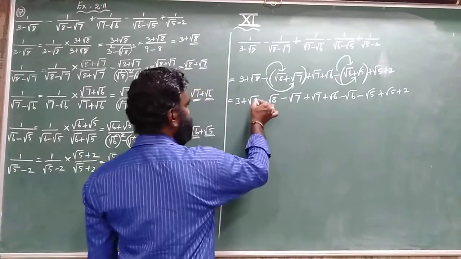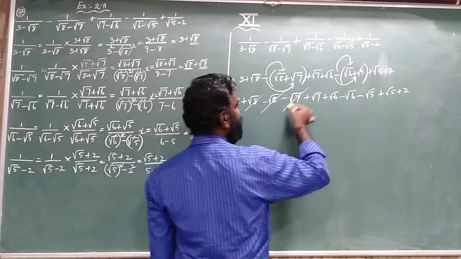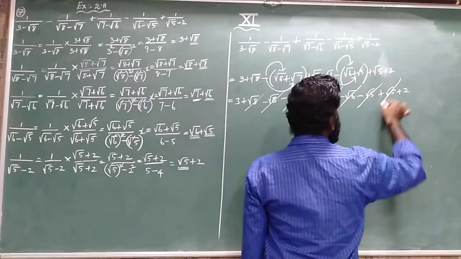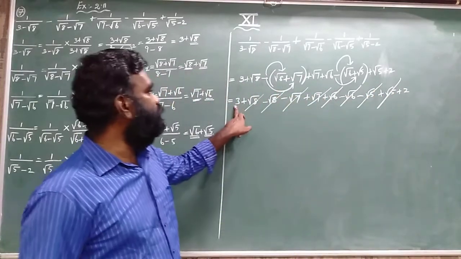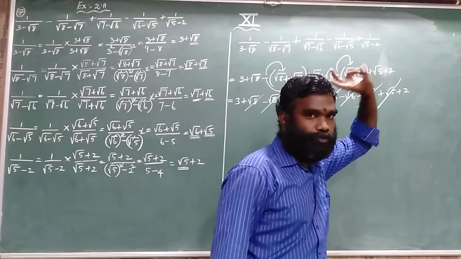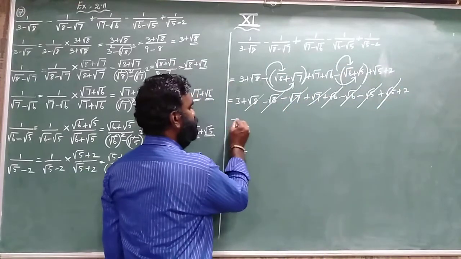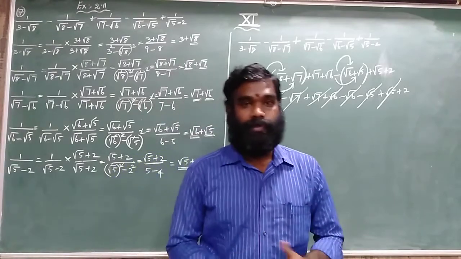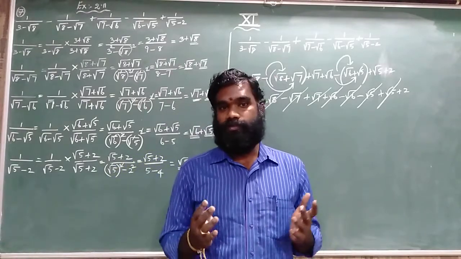Cancel. Plus 8 minus 8, minus root 7 plus root 7, plus root 6 minus root 6, minus root 5 plus root 5. We are left with 3 plus 2. What's the answer? 5. This is our required answer for this sum.